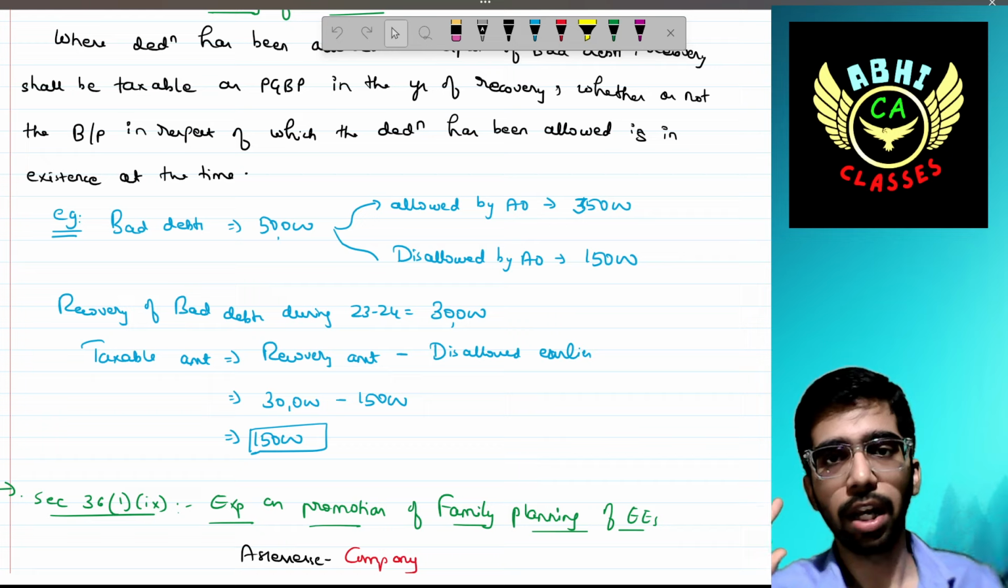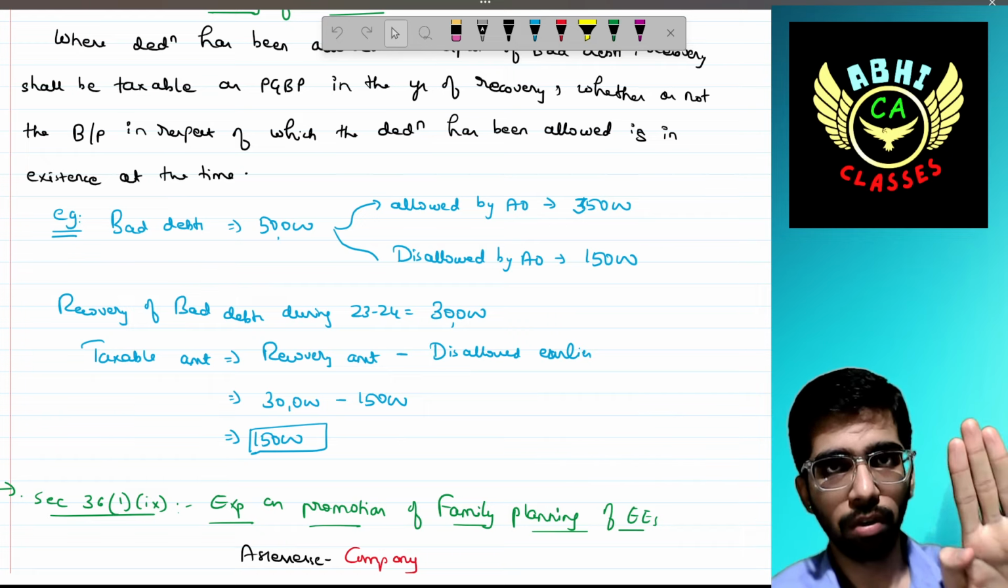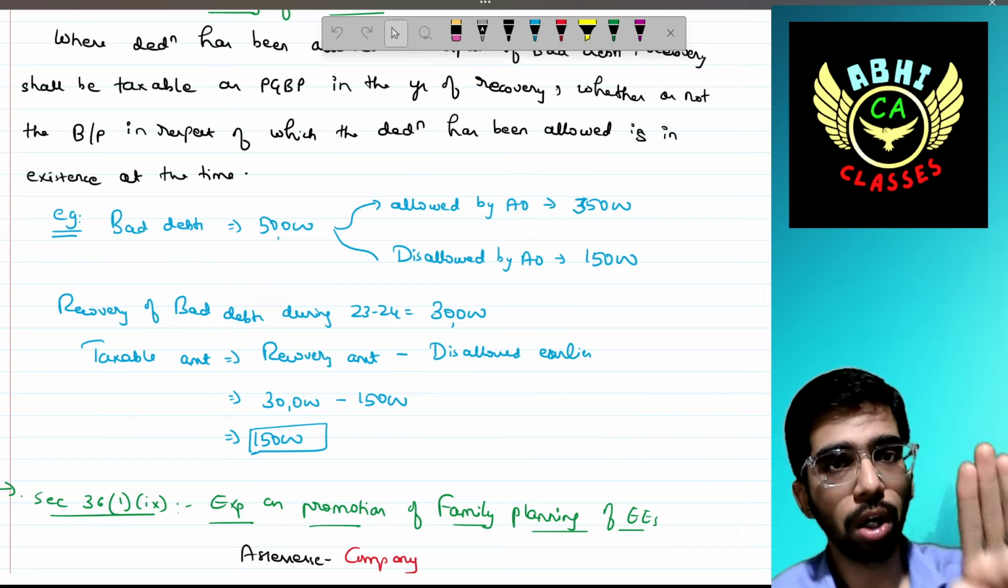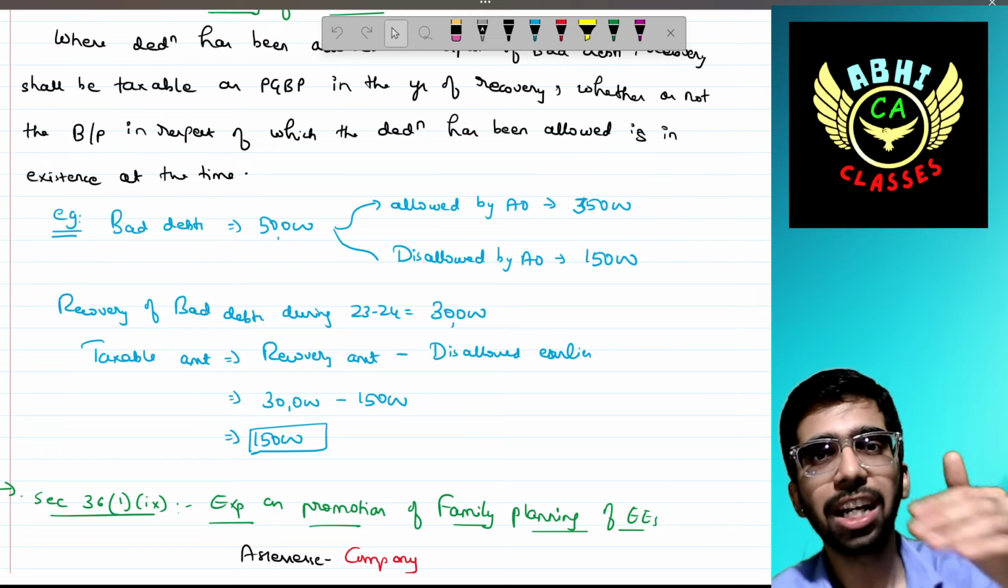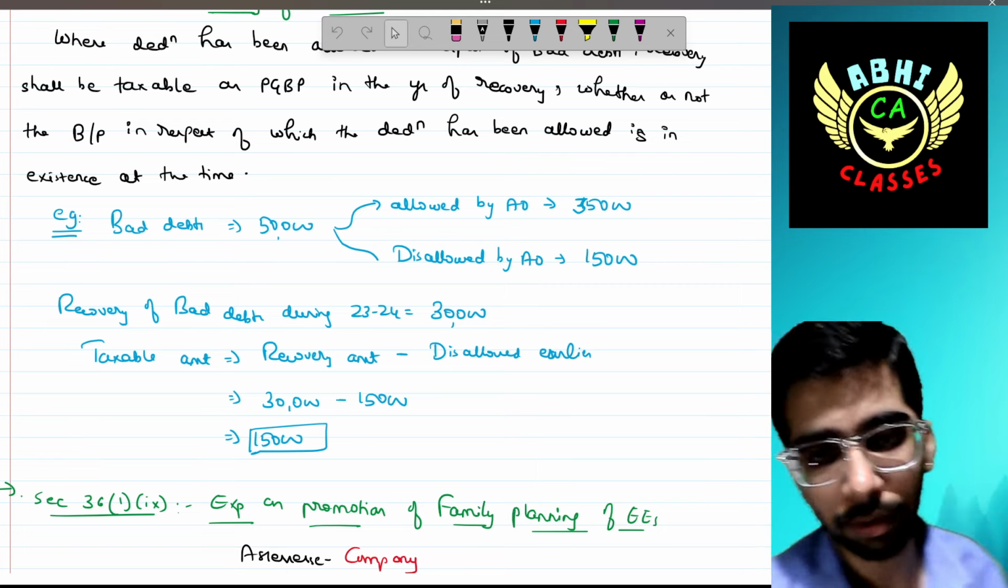In brief, I am clarifying. In the profit and loss account, you have debited 50,000 as bad debt. But say, for example, your net profit before bad debt is 1 lakh.